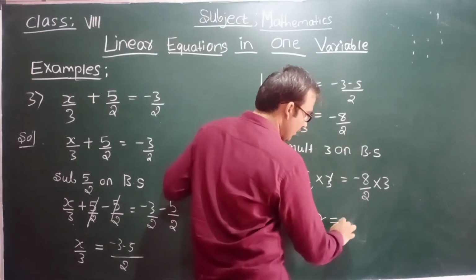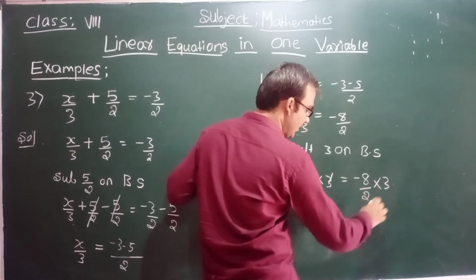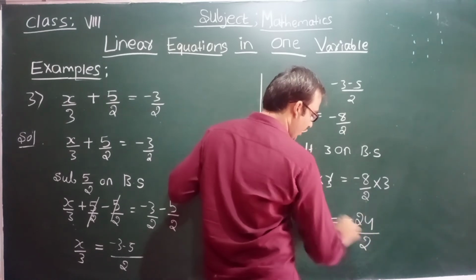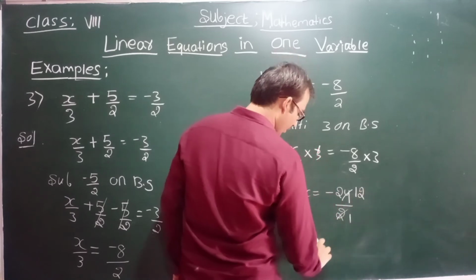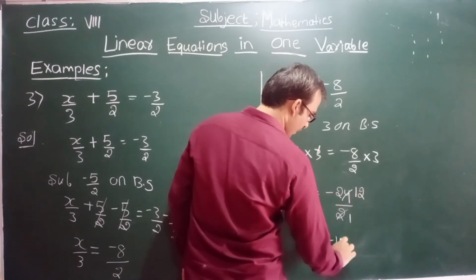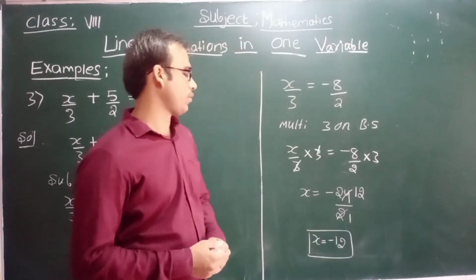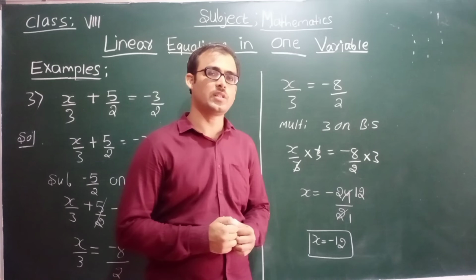So what is here? Minus 8 into 3. 8 threes are 24, divided by 2. 2 ones are 2, 2 twos are 4, so it is 12. So x is equal to minus 12 is the solution for this equation. What is the answer? x is equal to minus 12 is the solution for this equation.